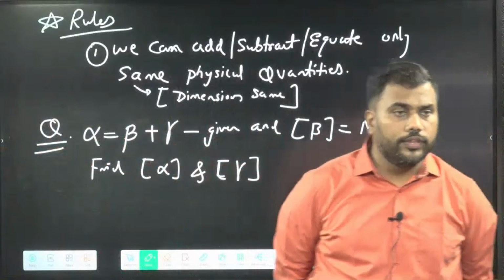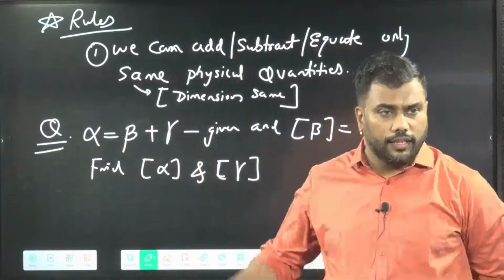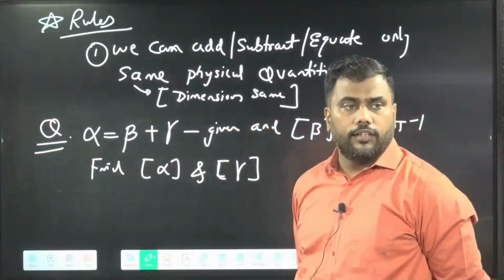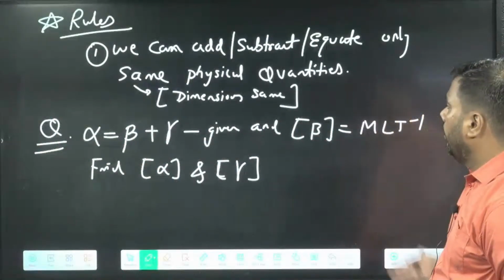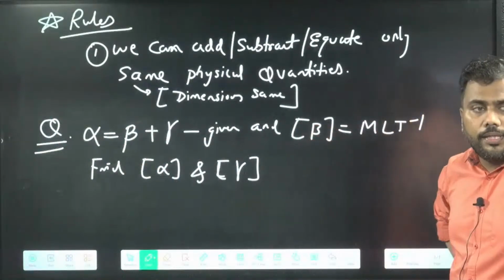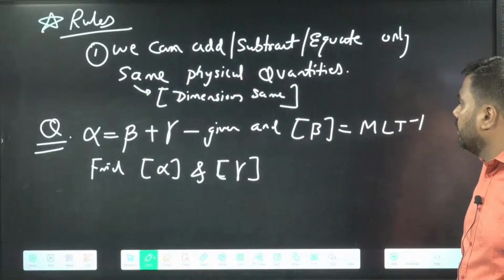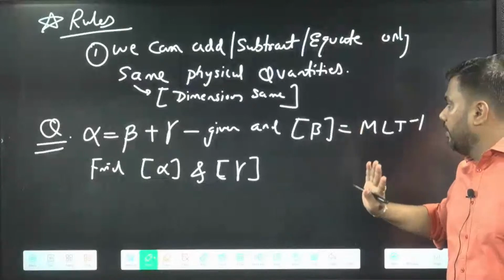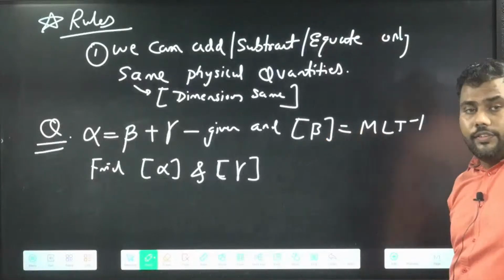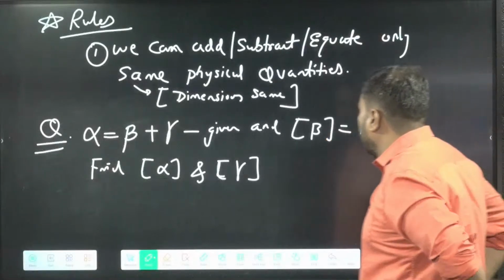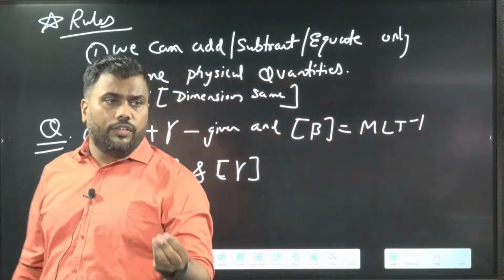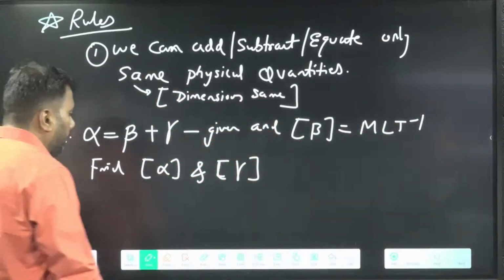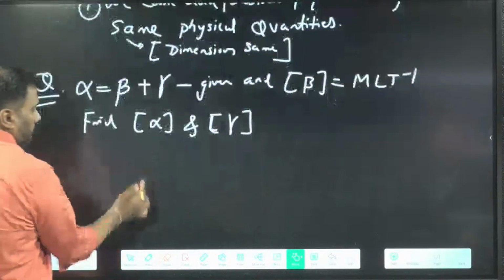Different type means we can multiply. The second rule, wait for that, I will write that in the second rule. Given, it is given to you that alpha is equal to beta plus gamma, and beta is MLT minus 1. Find dimensions of alpha and gamma.